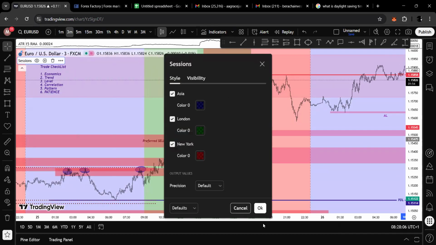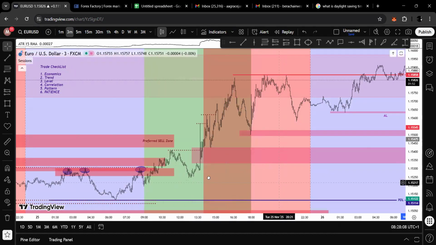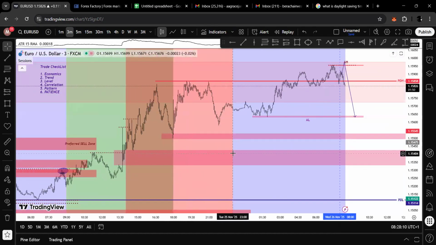Asia is the blue, right? Look at it from here. That is where the market opens from. It opens by 11 p.m. Now, this particular indicator is combining both the Asia and the Sydney together as the overnight session.